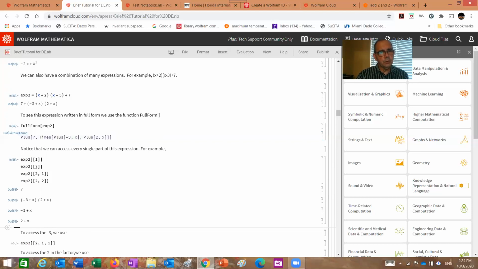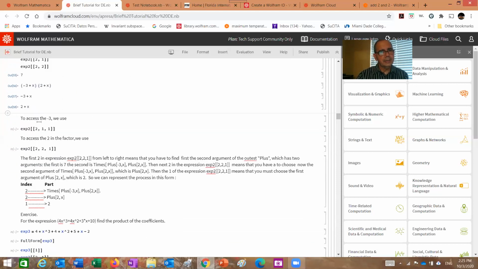If I put the 2 here instead of 1, it is going to return the other argument, which is times of plus -3, x plus 2, x, which is this product. And this is the second one. If you want to obtain other parts of the second product, for example, the first factor or the second factor, you can use exp2 double bracket 2, 1. This returns the first factor. And exp2 double bracket 2, 2 returns the second factor.